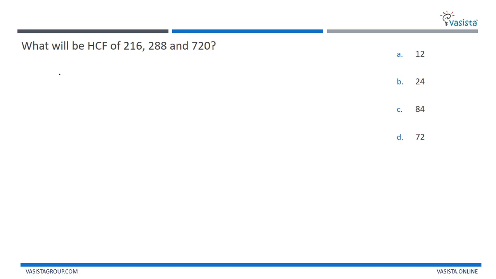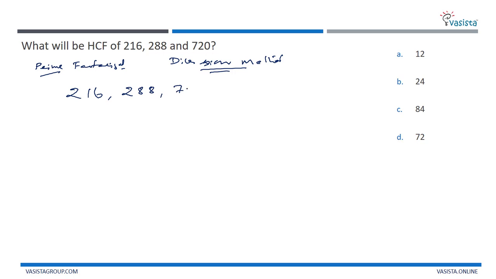There are two ways you can find the HCF. One is the prime factorization method. The second one is the division method. Let us go with the division method. Now we need to find the HCF for 216, 288 and 720.